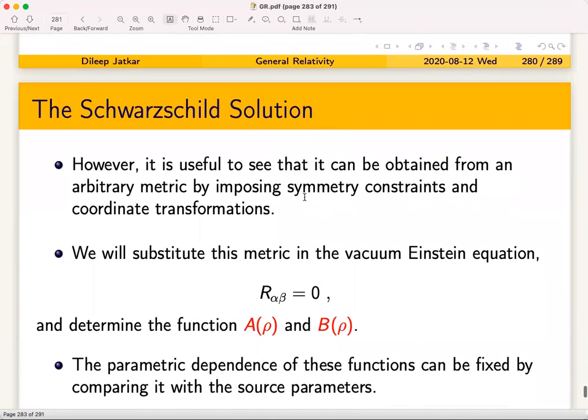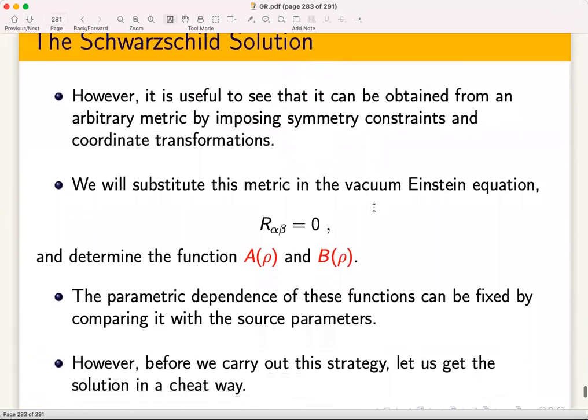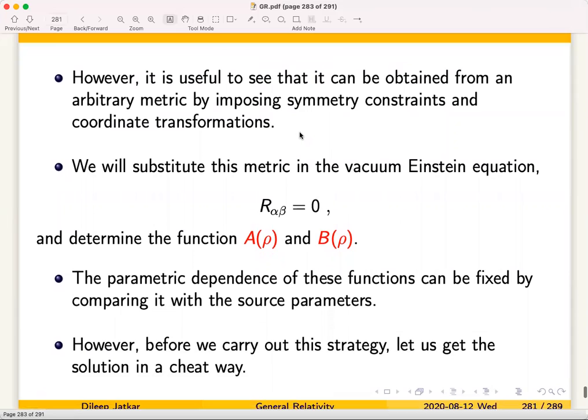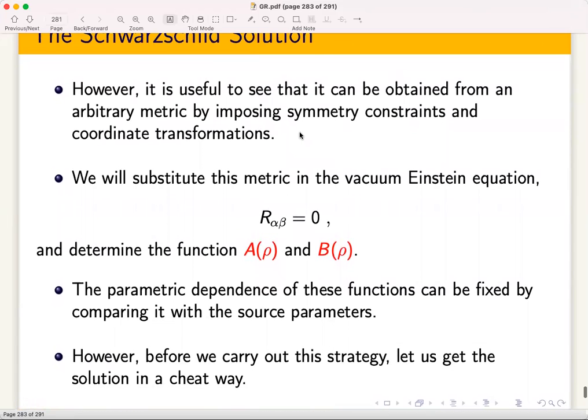Yeah, so this is what I was saying. It is useful to obtain the metric by imposing the symmetries. What we want to do is to substitute that form of the metric to determine A of rho and B of rho.